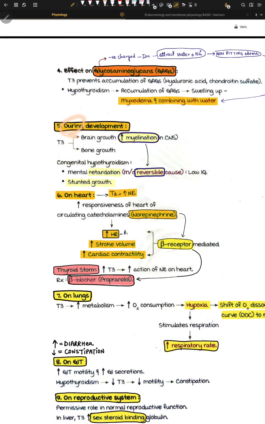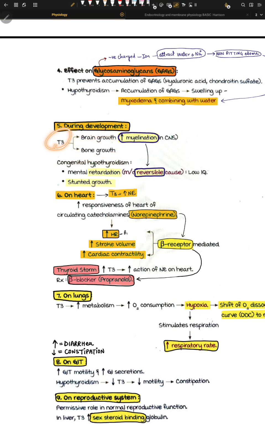During development, wow, it's a long topic. Okay, so during development, we need T3 for good brain growth. Okay, because T3 results in formation of myelin. Myelin is this fat layer on neurons. We need fat on neurons. Other thing is bone formation. We need bone formation, right?